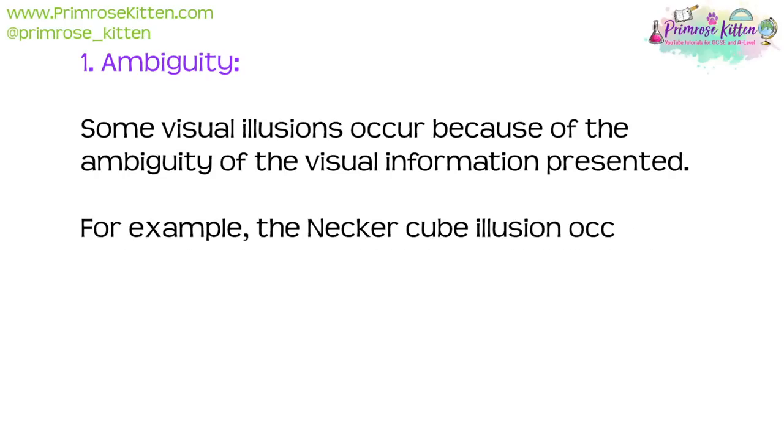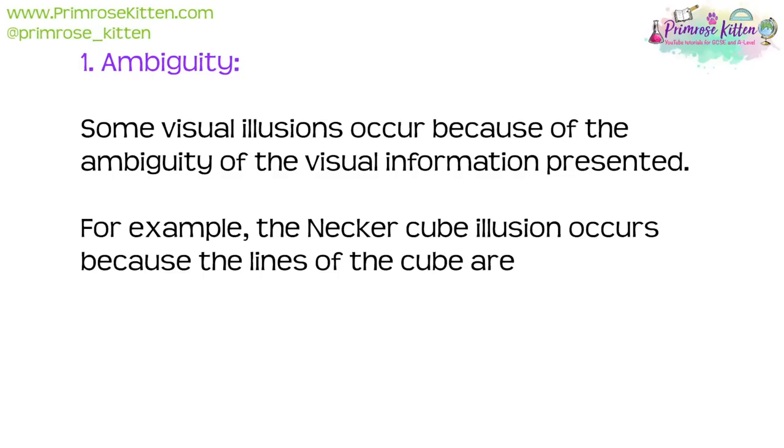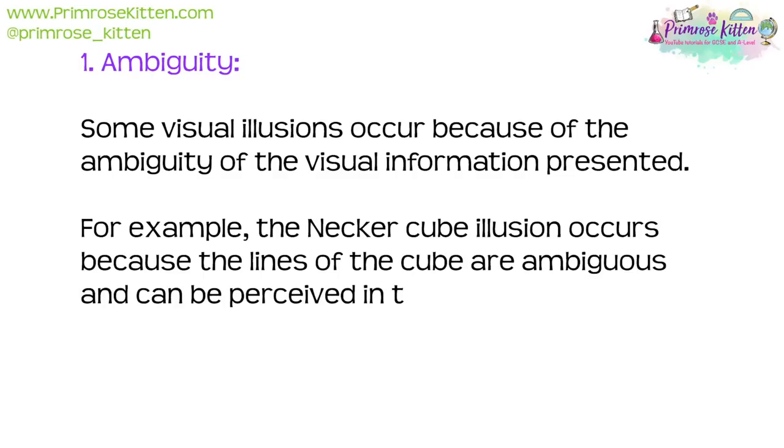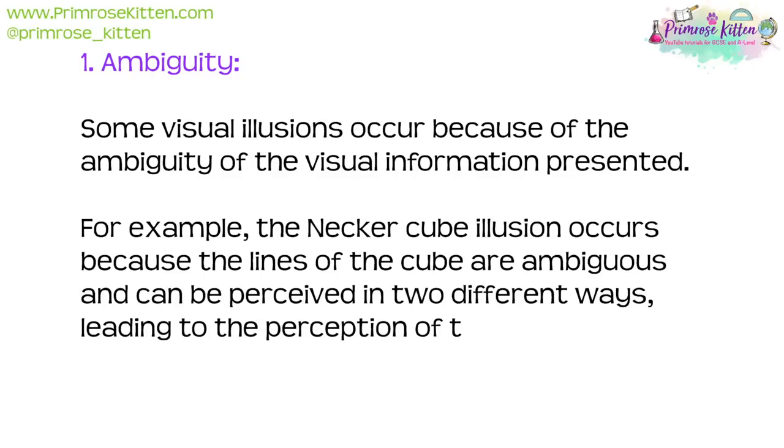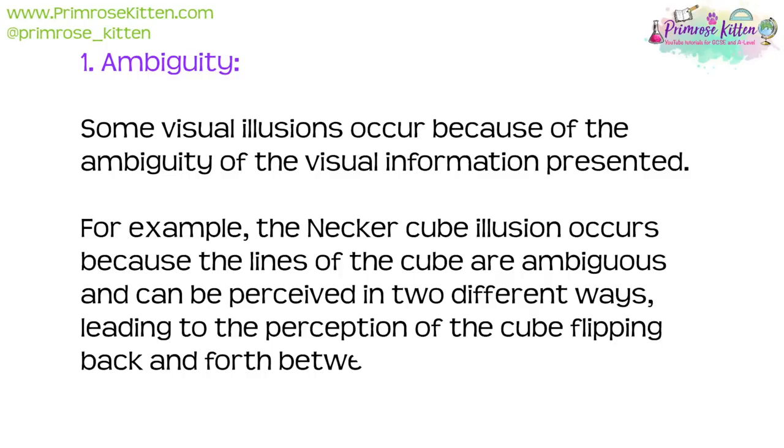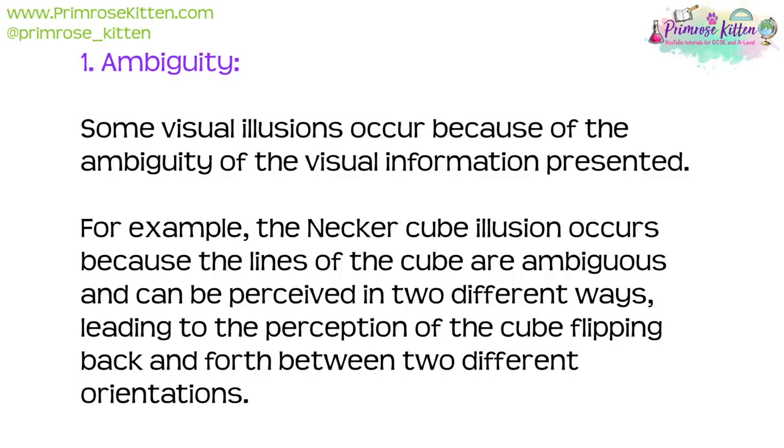ambiguity. Some visual illusions occur because of the ambiguity of the visual information presented. For example, the Necker cube illusion occurs because the lines of the cube are ambiguous and can be perceived in two different ways, leading to the perception of the cube flipping back and forth between two different orientations.